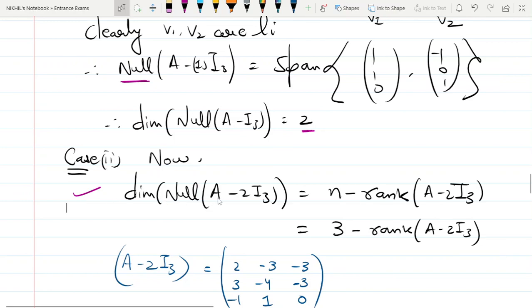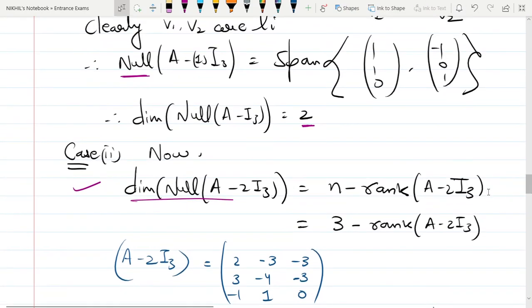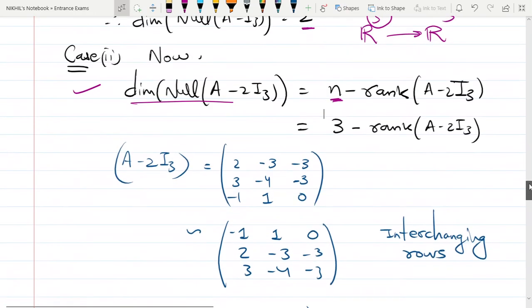So the dimension of the null space, which I have to calculate, is the same as n minus the rank of this. N is 3 in our case, because this is a 3 by 3 matrix, A minus 2 I3, and if I have to express it in terms of a linear transformation, I'm going to take a map from R3 to R3. So this 3 is n, minus the rank of this matrix. Now it's pretty straightforward, you can easily calculate the rank.